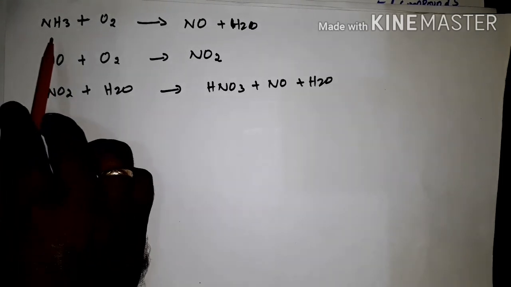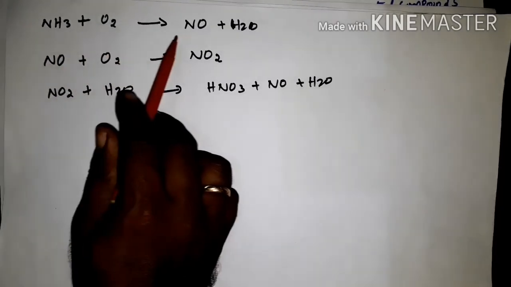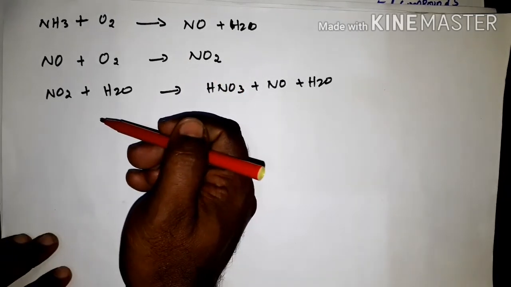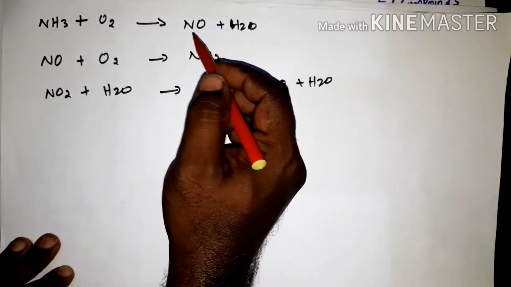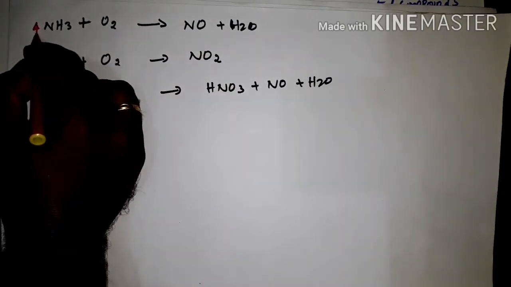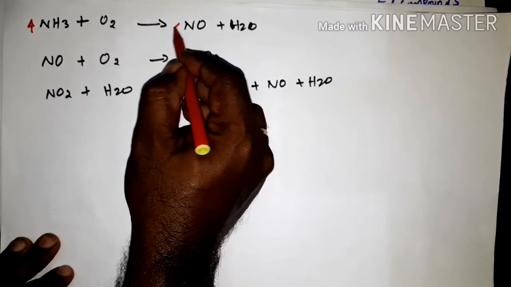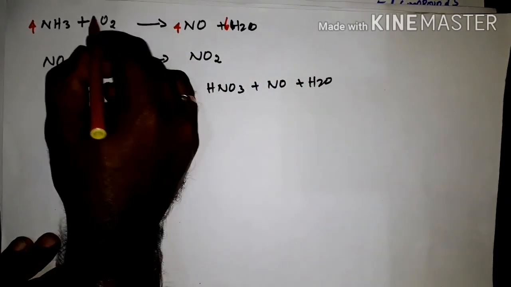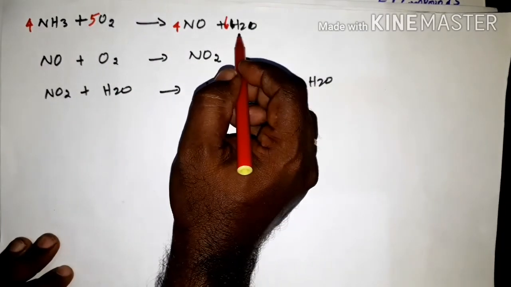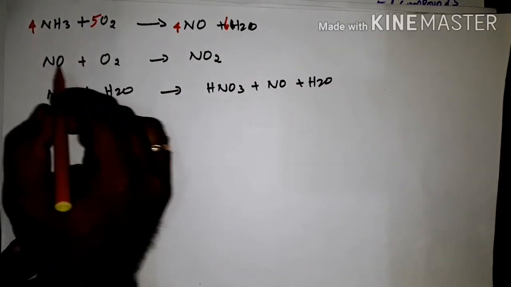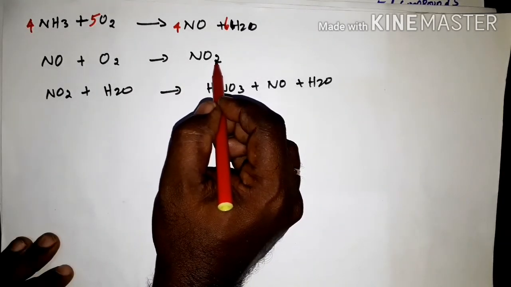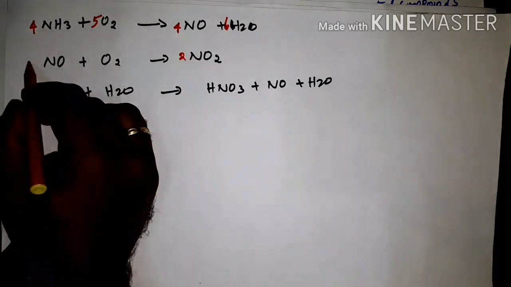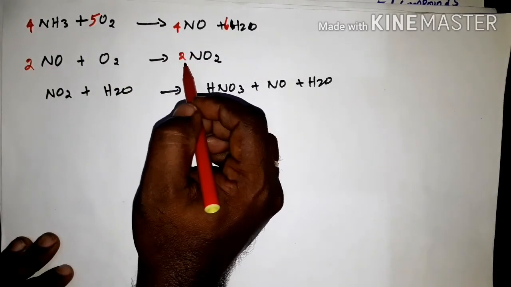In the first one, ammonia mixed with oxygen produces nitrogen monoxide and water. Now balance the equation. So how to balance the equation? Now see. Put 4 here, then 4 here, then here put 6, then here put 5. Now see, that equation is balanced. Then the second equation, nitrogen monoxide oxidized to nitrogen dioxide: put 2 here, then put 2 here. So now the equation is balanced.